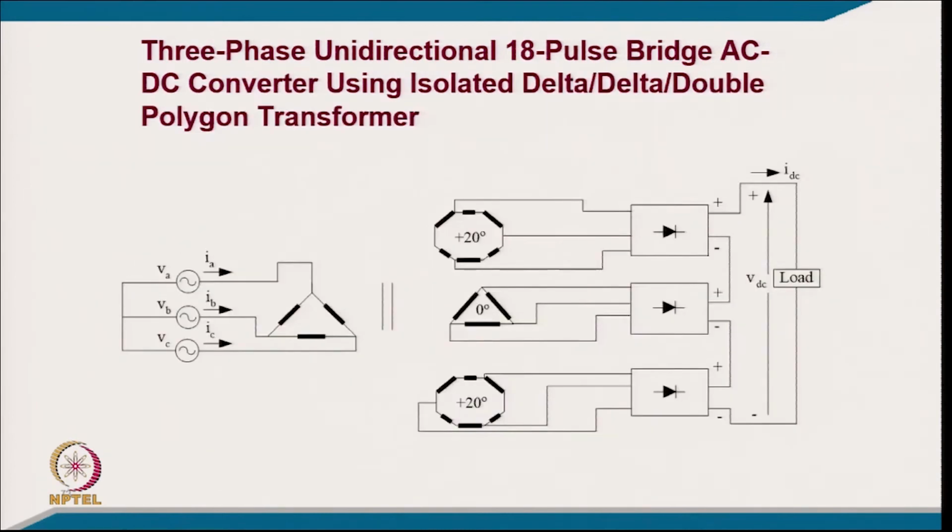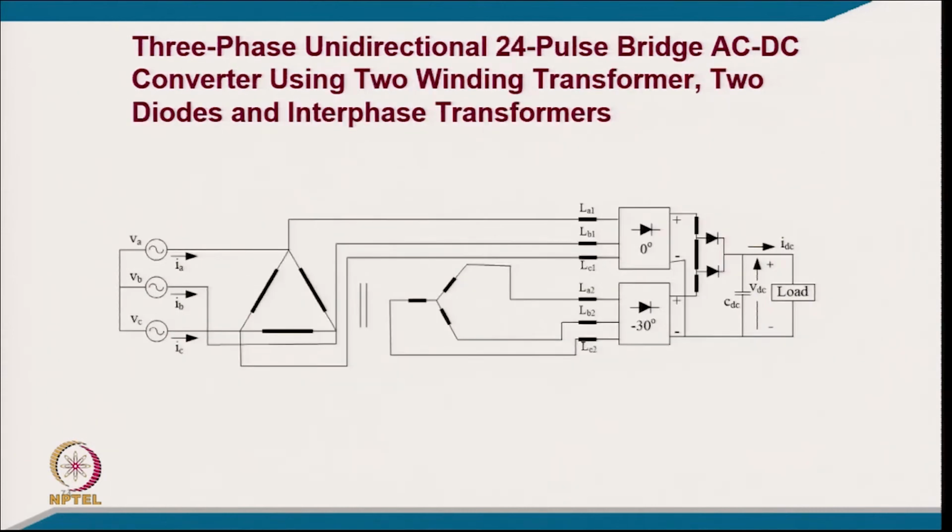And this is now 18 pulse. We are giving 0 and plus minus 20 degree phase shift for 3 converters, connecting them in series, and this gives you the 18 pulse isolated category. Then this is again 24 pulse, in the sense that from 6 to 12 pulse you have plus minus 30 degree phase shift, and then you have pulse doubling with the help of this ripple injection. So, we have looked into 3 concepts.